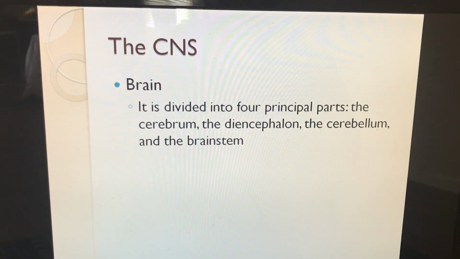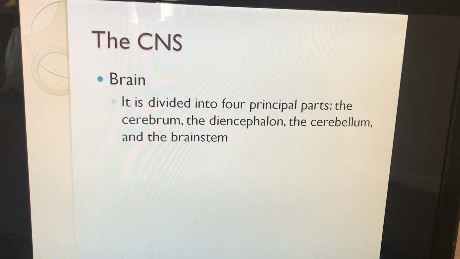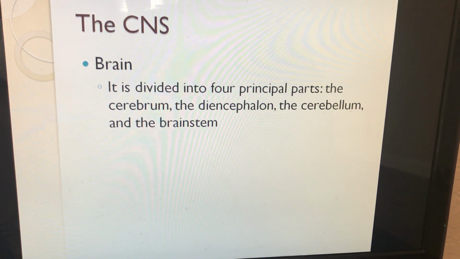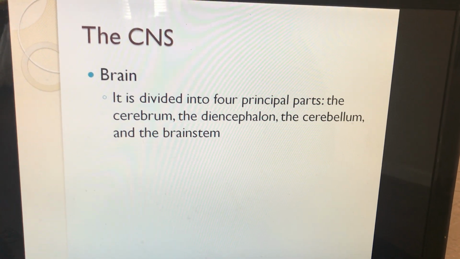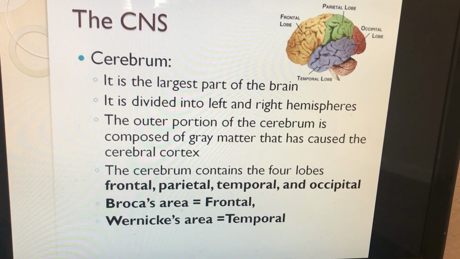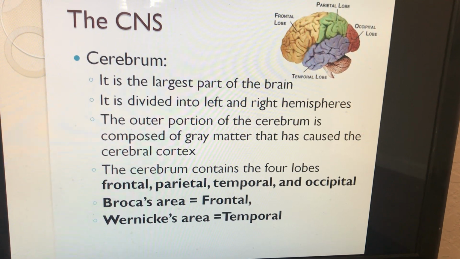So let's start talking about the CNS, which we said before is the brain and spinal cord. Your brain is divided into four principal parts. You have the cerebrum, the diencephalon, the cerebellum, and the brainstem. The cerebrum is the largest part of the brain. It is divided into left and right hemispheres.